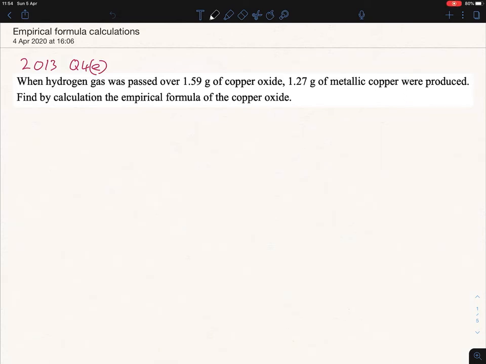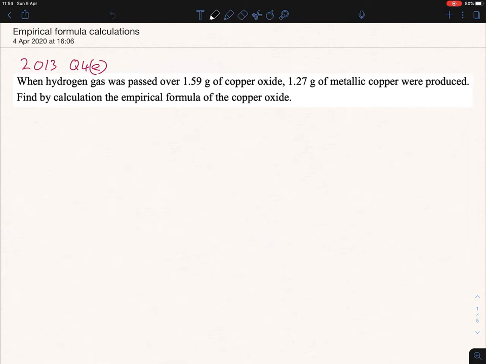Hi everybody, so today we're going to look at empirical formulas and their calculations, and we're specifically going to be looking at the 2013 question 4e. If we're reading it there, it states: when hydrogen gas is passed over 1.59 grams of copper oxide, 1.27 grams of metallic copper were produced. Find by calculation the empirical formula of copper oxide. Okay, so there's a lot going on here.